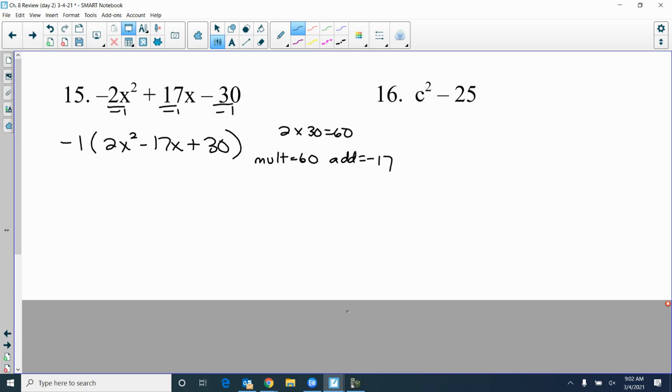Negative 20 and 3. Okay, you're close, but that's not correct. Why is that wrong? Because negative 20 times 3 is negative 60. It's got to be positive 60. So that works for the adding part. Negative 20 and negative 3? No, because that adds up to negative 23. Negative 12 and negative 5. Is that what you said?